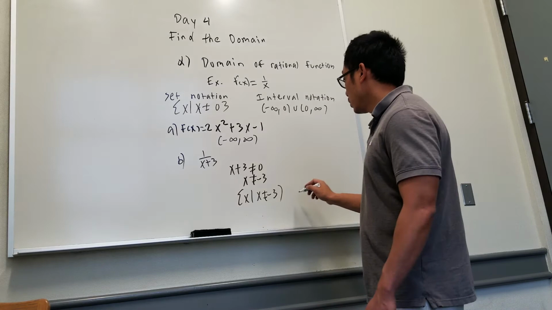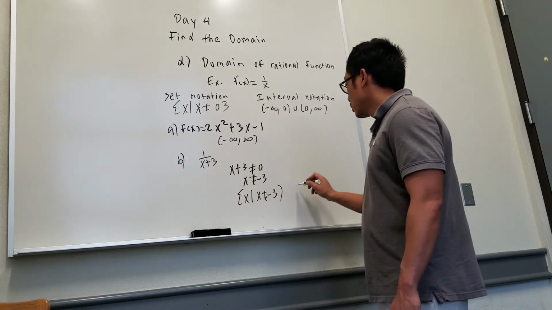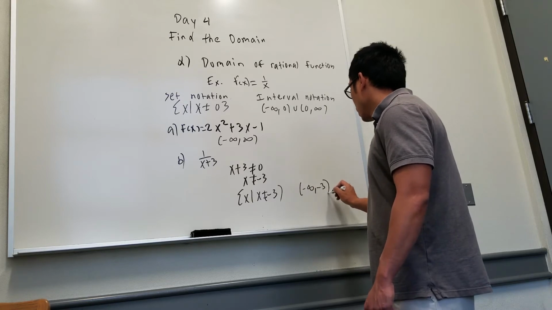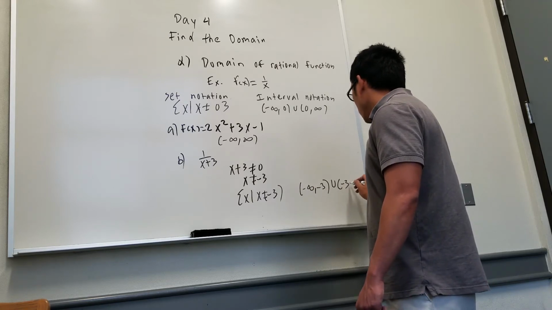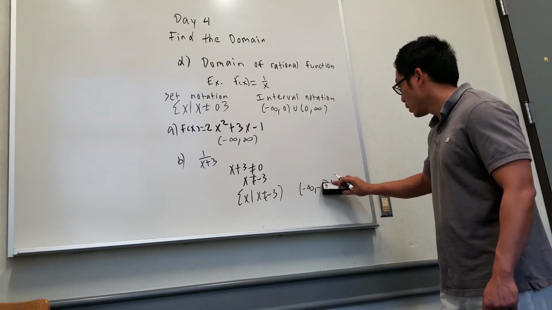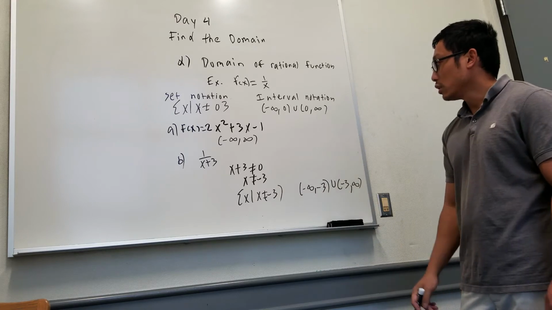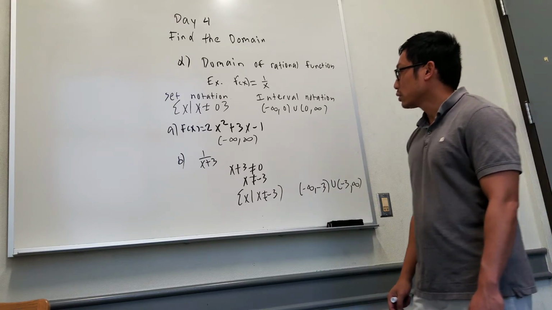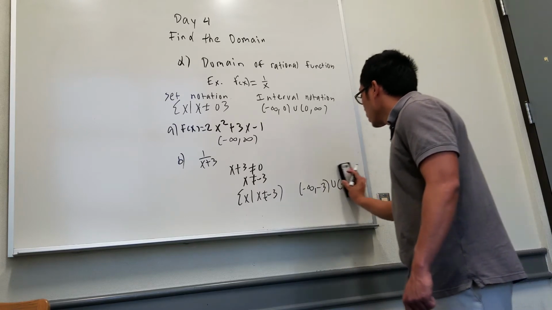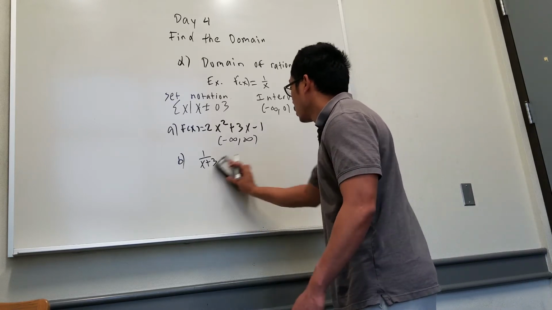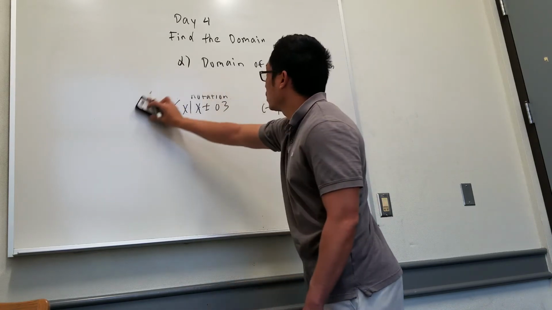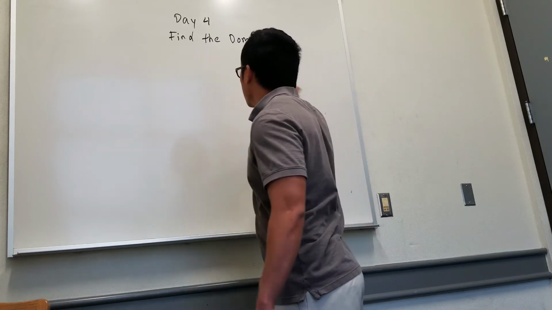If you want to write it in set notation, it's going to be this. And in interval notation, it's going to be -infinity to -3, union -3 to infinity. There you go. That's supposed to be a 3. Okay, all right, so moving on. I'm going to erase this entire thing now.